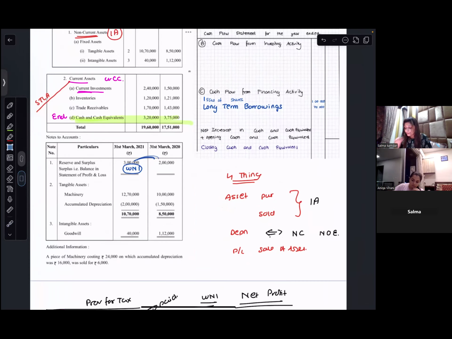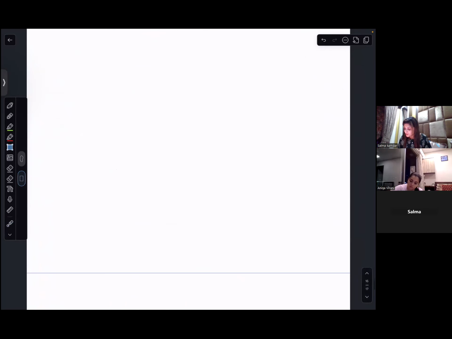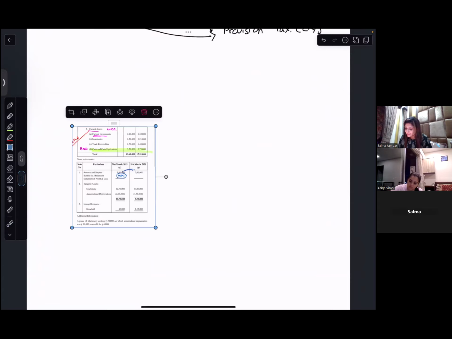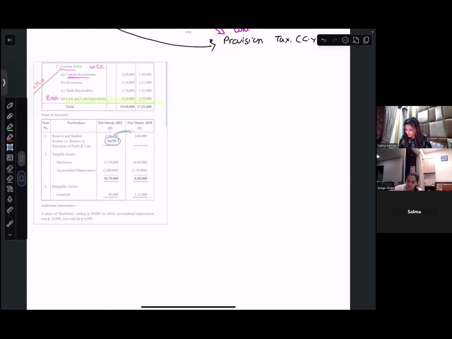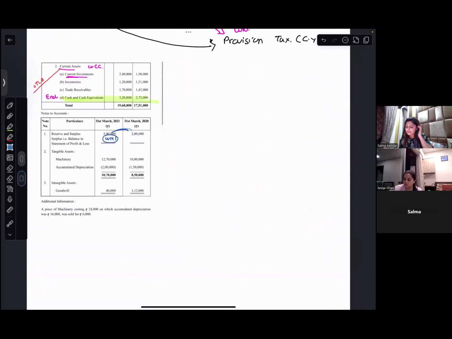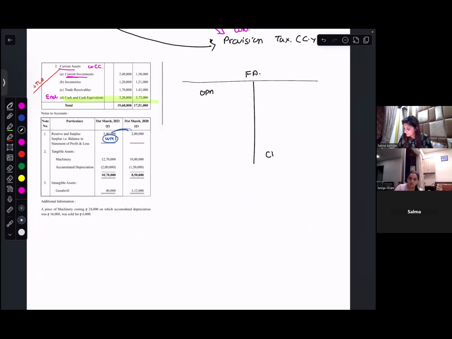You can make this account at the fixed cost also, and you can make this account at the net book value also. I always prefer to make the account at cost. What is the rule to make the account? The opening balance comes on the debit side, closing balance on the credit side. Whatever is sold would come on the credit, and whatever is purchased would come on the debit. You would get one piece of information as a balancing figure if you're making this at cost.